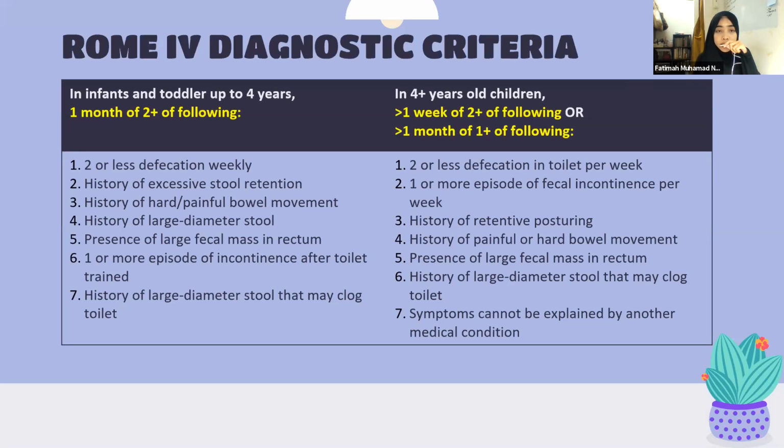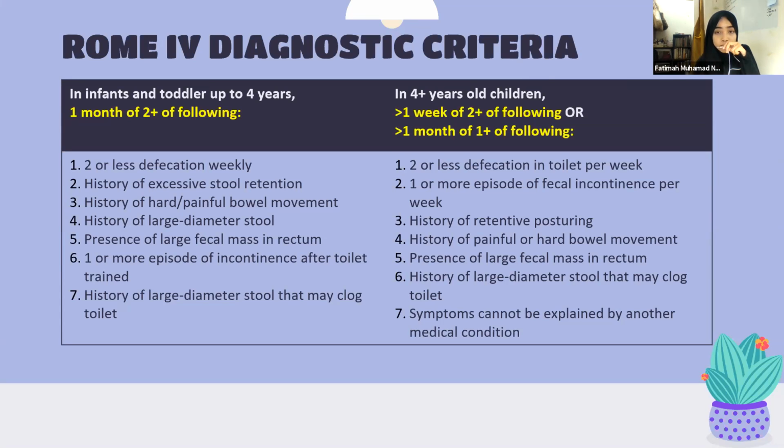Okay, and then for the second column, in children more than 4 years of age, so they will either have to have 2 or more symptoms for more than 1 week, or 1 symptom for more than 1 month. So for the first symptom is 2 or less defecation in the toilet per week, 1 or more episode of fecal incontinence per week, history of retentive posturing, and we'll see after this what it means by retentive posturing, history of painful or hard bowel movement, the presence of a large fecal mass in the rectum, a history of large diameter stool that may clog the toilet, and symptoms can be explained by another medical condition.